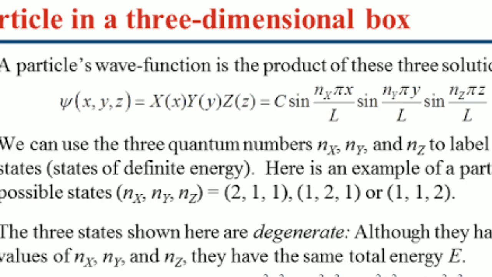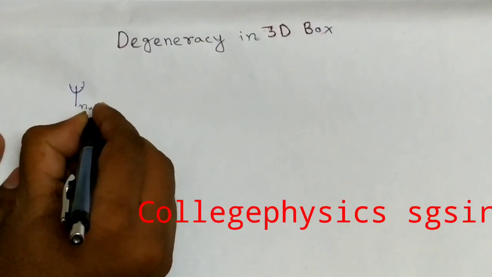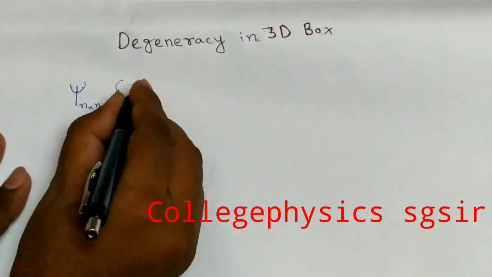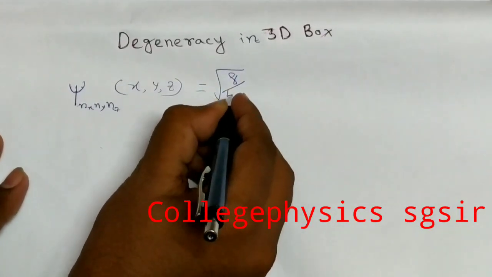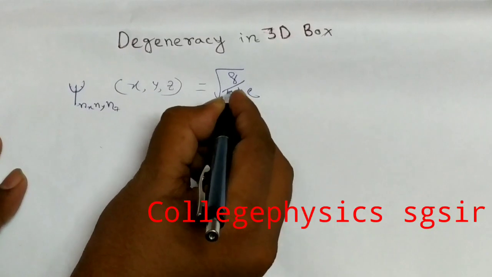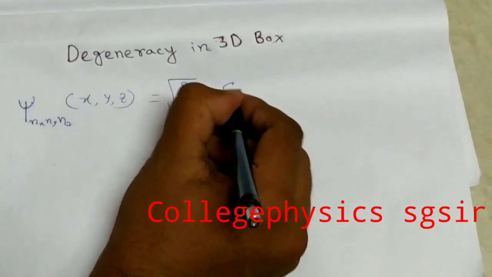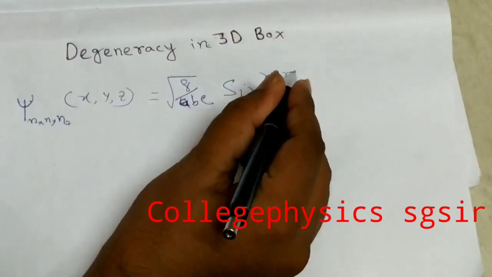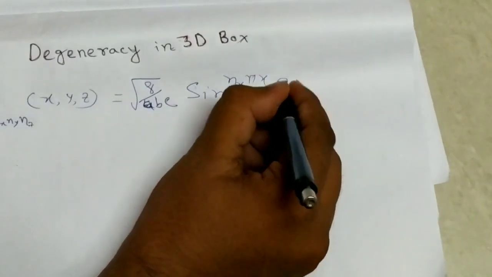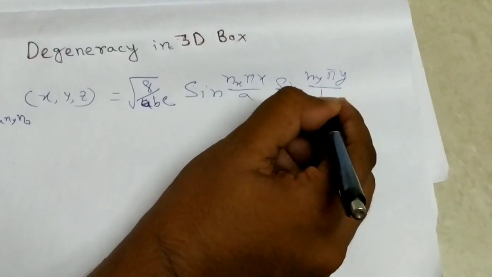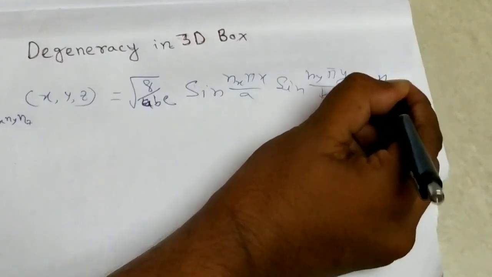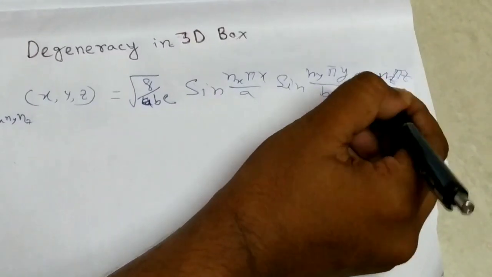In general, the stationary state wave function for a three-dimensional box is written as psi nx ny nz equal to, we know, root over of 8 by abc into sine nx pi x by a into sine ny pi y by b into sine nz pi z by c.